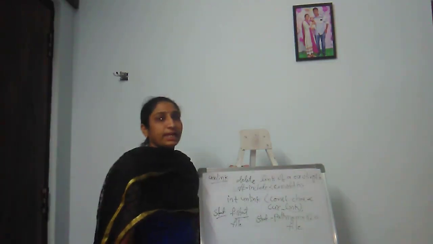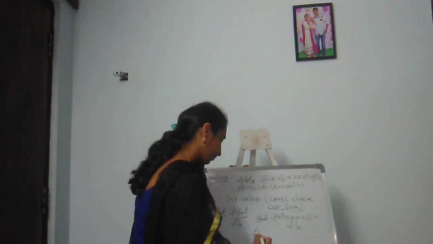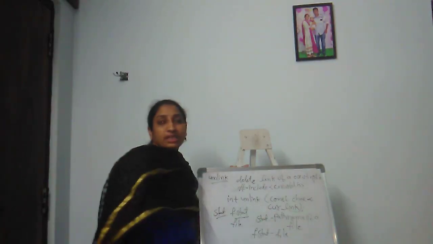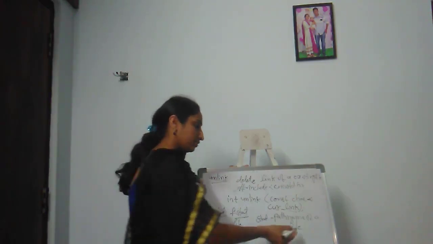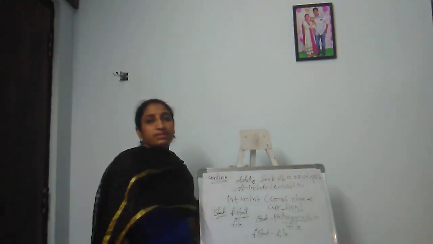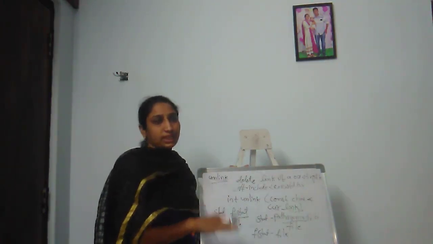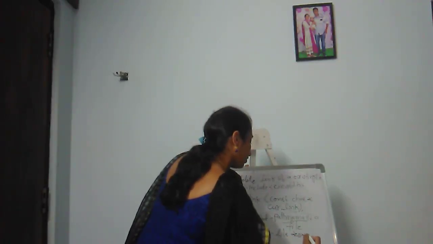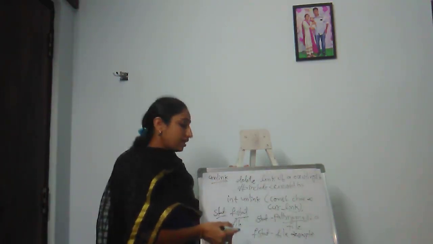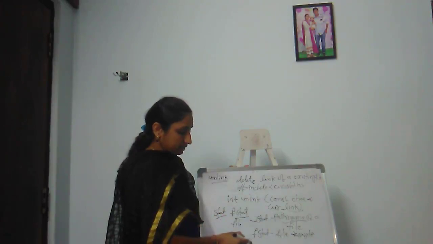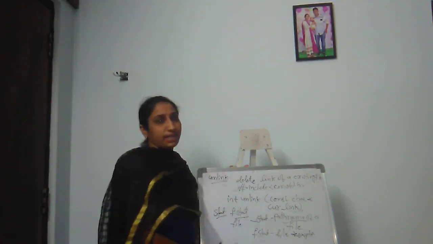Okay, and fstat will be given the file descriptor. With the help of the file descriptor we can access the file, or otherwise you can give the path name. With the help of the path name also we can access the file. So these are the attributes of a file. There are two ways we can retrieve the file attributes, either stat or fstat, meaning file stat.